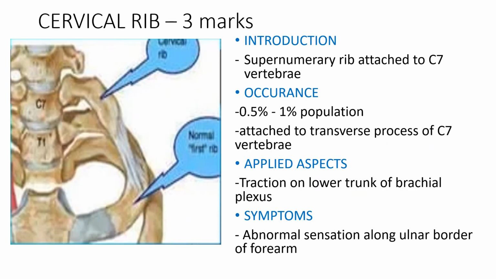Now the next 3 marker from this chapter is the cervical rib. What is this? To introduce the topic, introduction is your first heading. It is a supernumerary rib which is attached to the transverse process of the C7 vertebra. This occurs in approximately 0.5 to 1% of the population. So you already know it's attached to the transverse process of which vertebra? The 7th cervical vertebra.